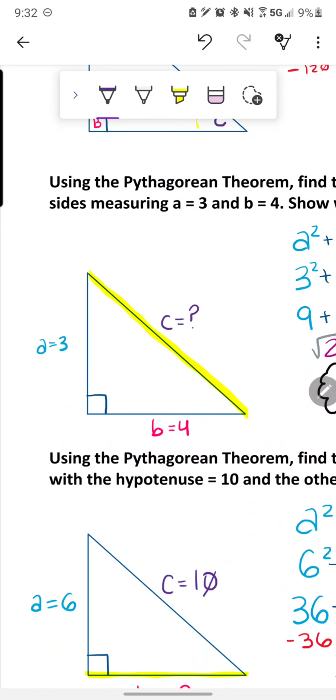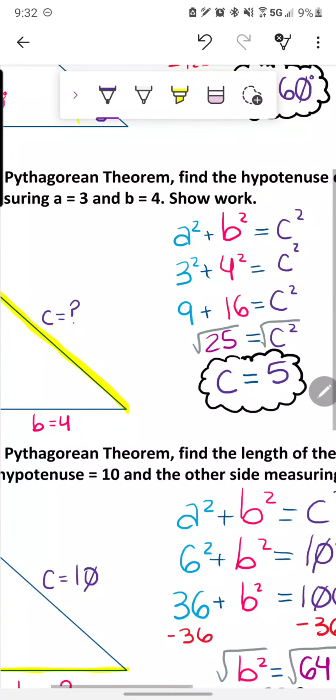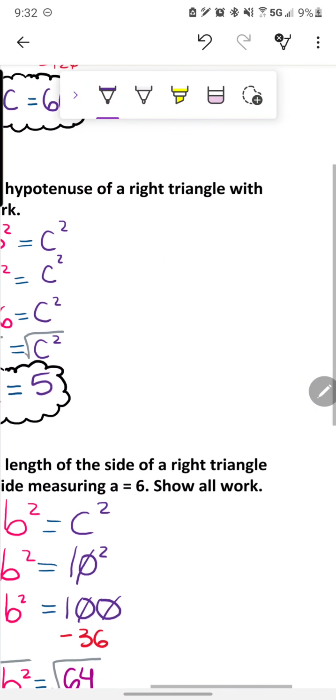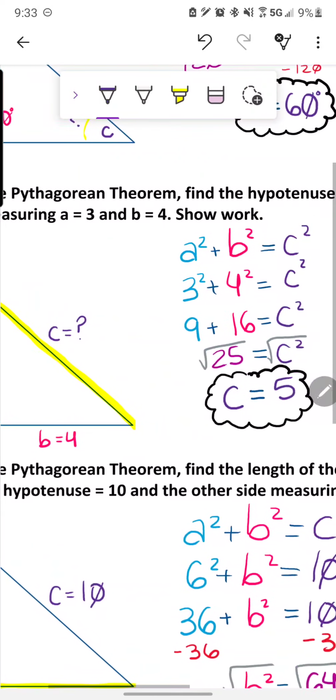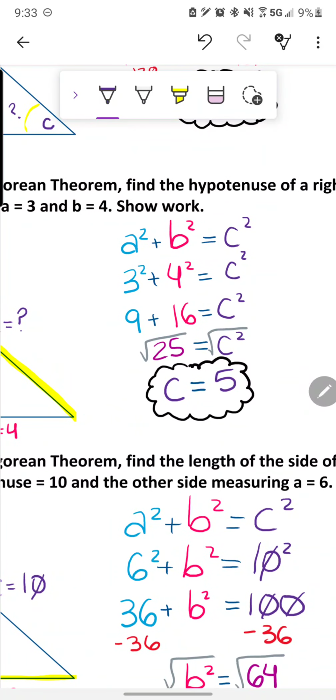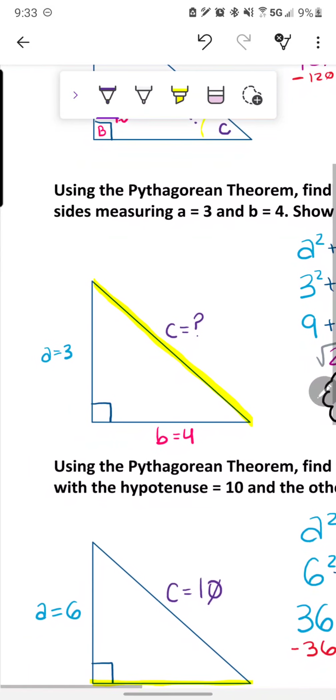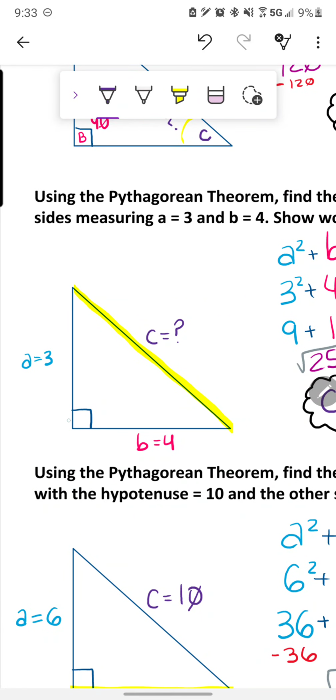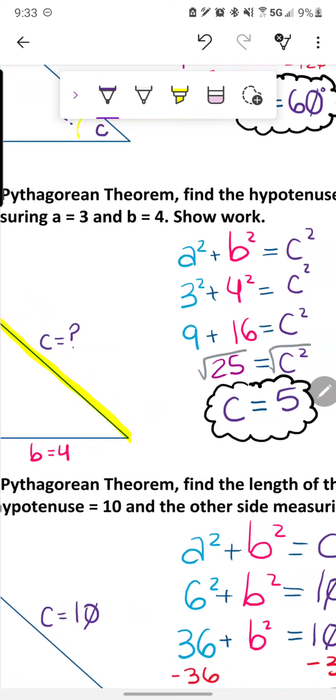Using the Pythagorean theorem, find the hypotenuse of a right triangle with sides measuring A equals 3 and B equals 4. Show work. Alright, so we know A equals 3. I put that one on this side. We got B equals 4, and I put that on this side. And the hypotenuse, which I highlighted right here, is unknown. Now, to find this, we gotta plug each of these into the Pythagorean theorem, which I put right over here.